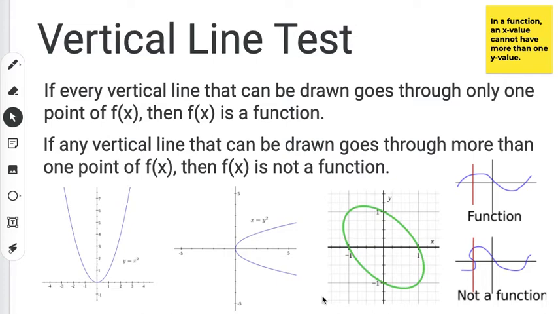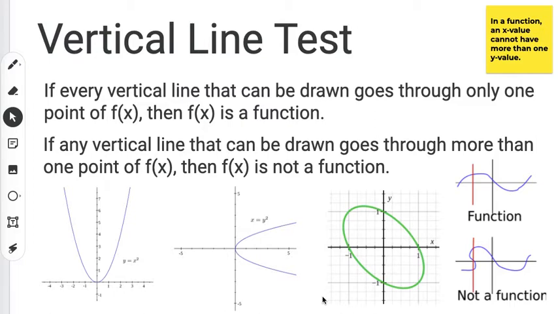Back to another video about functions. Today we're going to be doing the vertical line test. So when you're given a graph of a function or something that you think is a function, it's really helpful to be able to have a way to see if it actually is a function. And in a function, any x value can't have more than one y value.